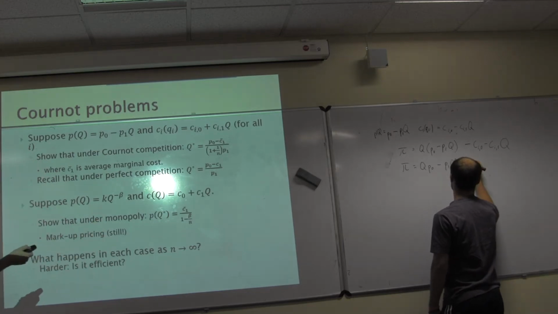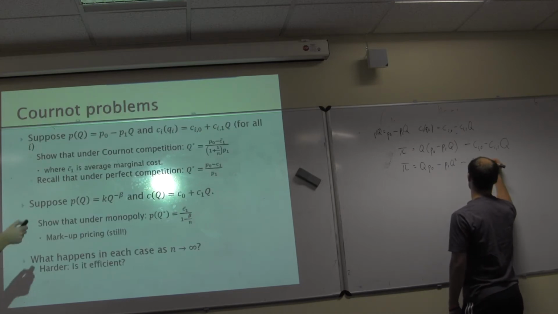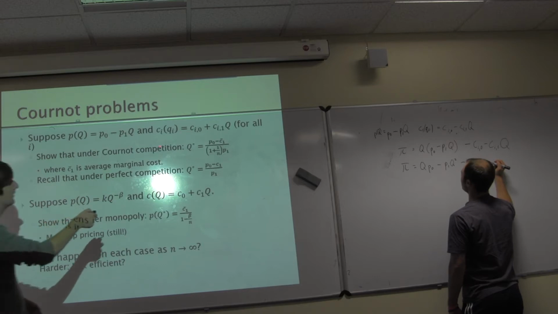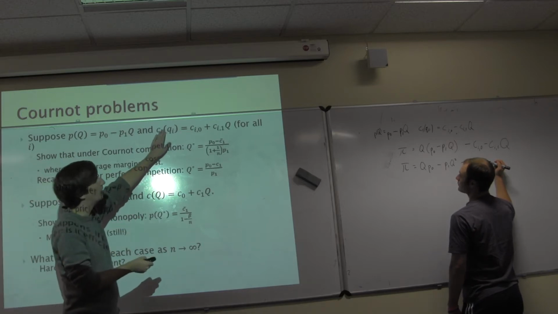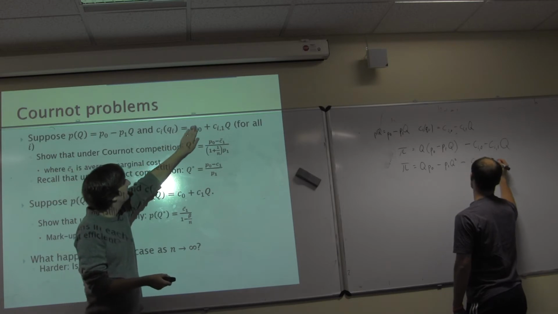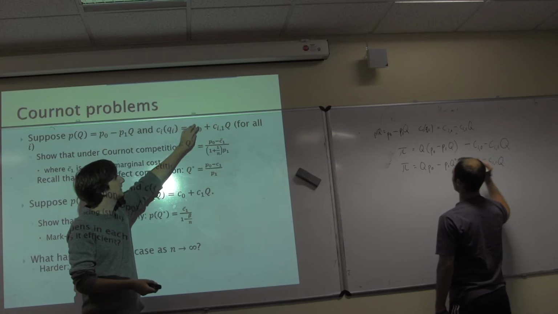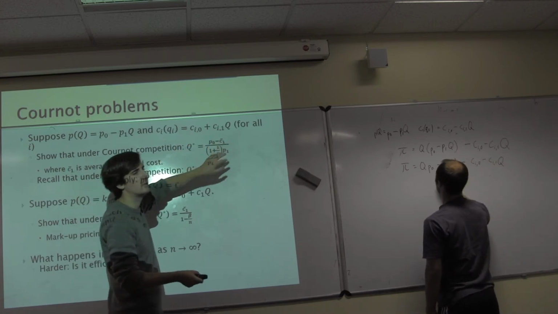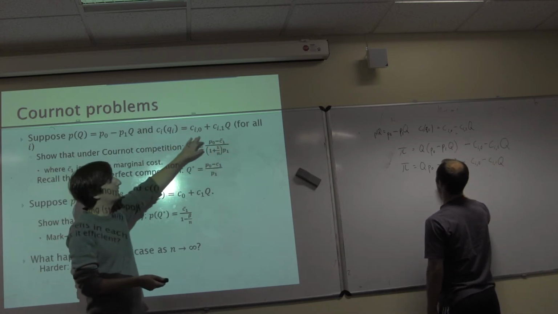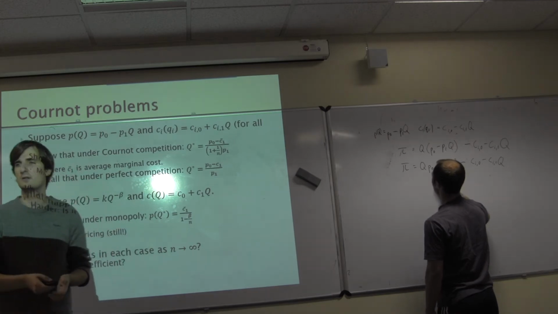Yeah, maybe I should have explained the notation. The cost functions you saw before under monopoly was just C of Q equals C0 plus C1 times Q, where C0 was like a total cost and C1 was like a marginal cost. But now everything's indexed by i because potentially different firms have different costs.